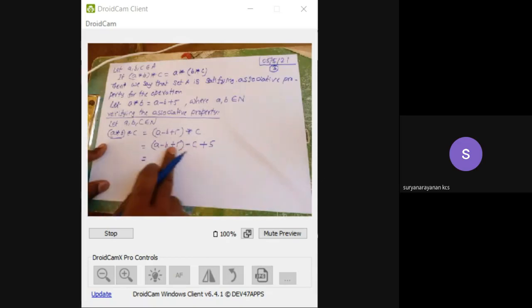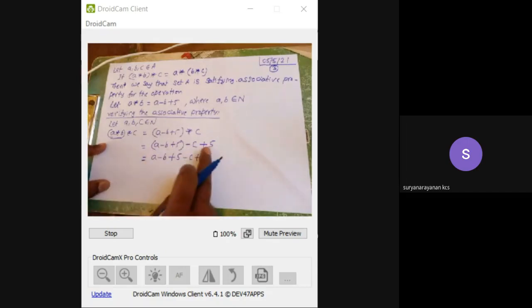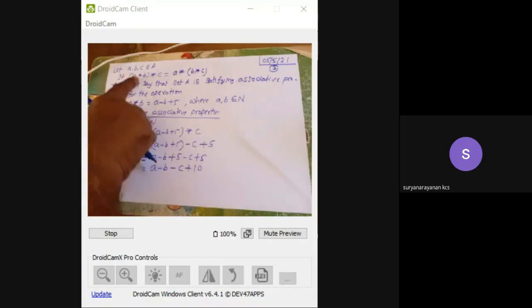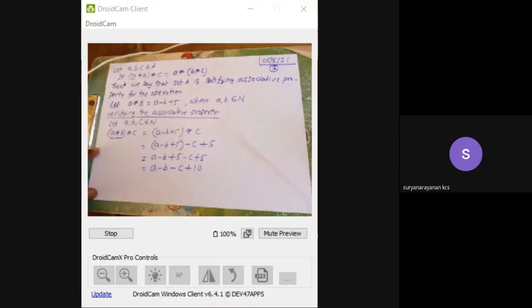Now let us simplify. We have to remove the brackets. What will you get? A minus B plus 5 minus C plus 5. I remove the brackets and rewrite that here. Then what will you get? A minus B minus C plus 10. Understood this one? Yes, sir. So here I found the A star B star C value, the LHS value: A minus B minus C plus 10.